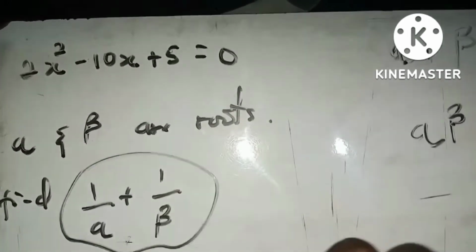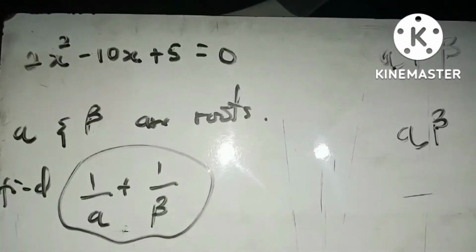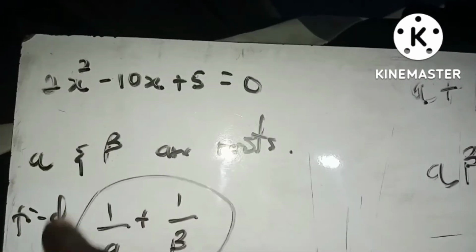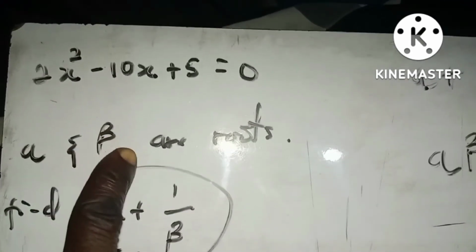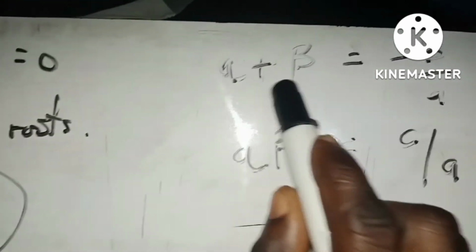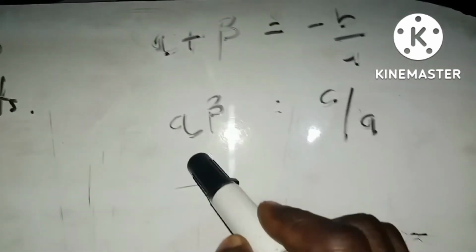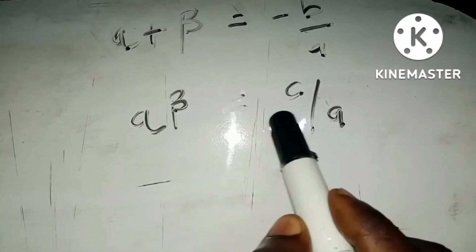Like in the first case, you are given the roots as some numbers, and then they ask you to find the quadratic equation. But here you are given the quadratic equation with the unknown roots, and then they want us to evaluate this expression. So you first determine the sum of the roots by negative b over a, and then alpha beta, the product of the roots, is also c over a.